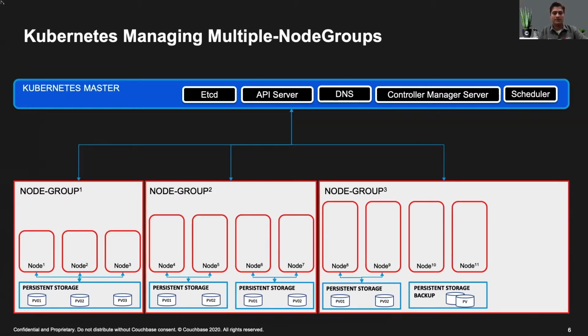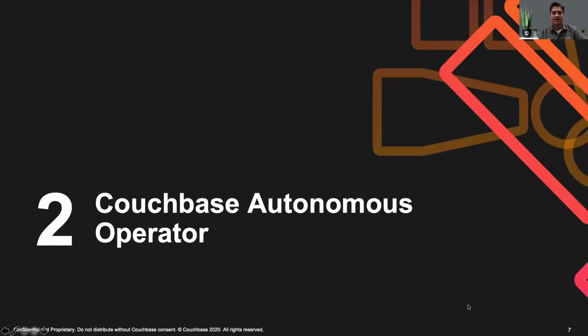Just building on top of the last diagram, you can have a Kubernetes cluster with multiple node groups. Generally, different node groups have instances of different resource types. As you can imagine, this design makes it very easy to scale up as well as scale out different components of your application. Now that we understand the high-level architecture of Kubernetes and how it provides a self-managed platform for applications on cloud, let's now talk about the Couchbase Autonomous Operator.